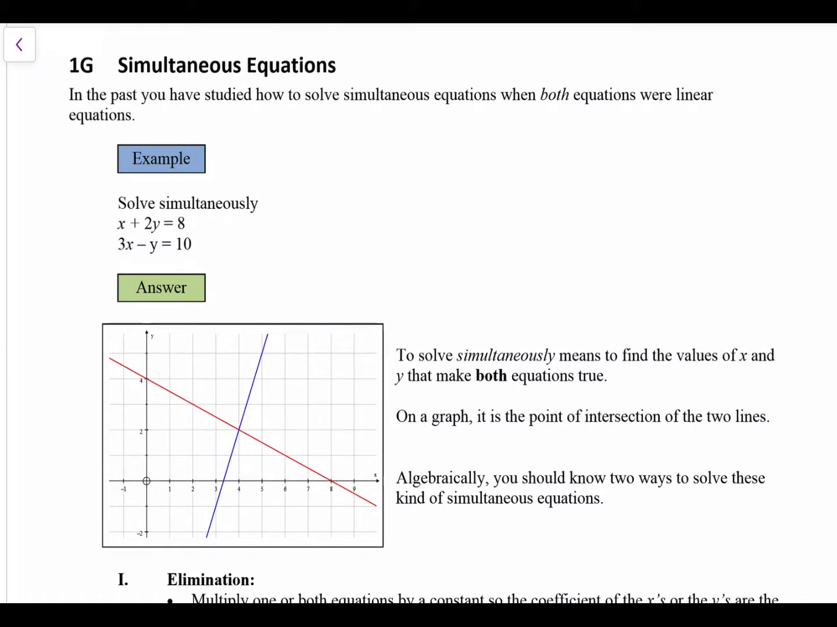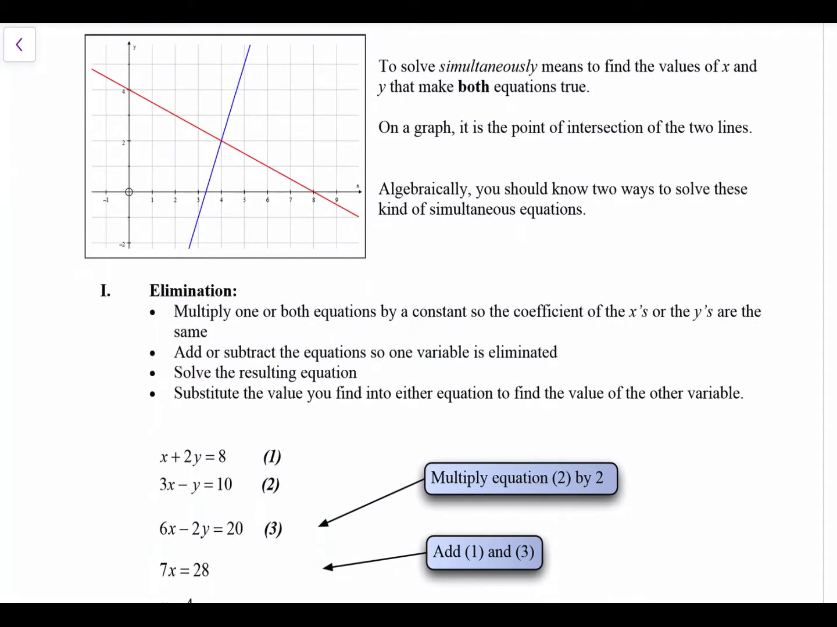So the thing here is, solving simultaneous equations, you've got two different ways of doing it. So first of all, obviously what we're trying to do is find the values of x and y where both of these equations are true at the same time, or simultaneously. So in the past you've got two straight lines and we're looking for the point of intersection. There's two methods that you need to know.